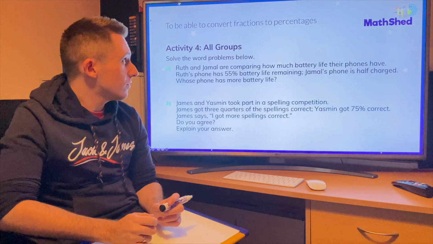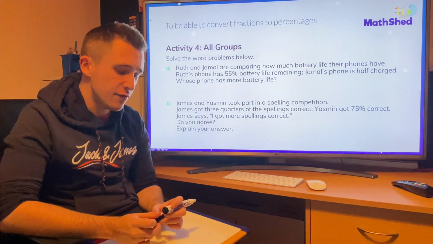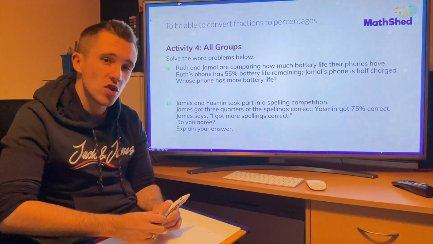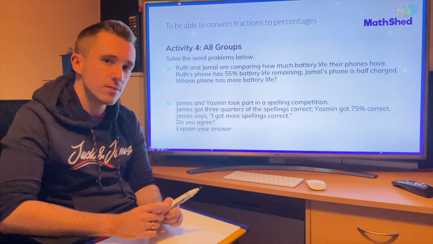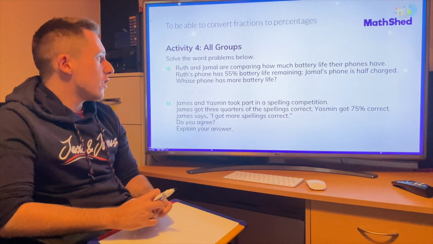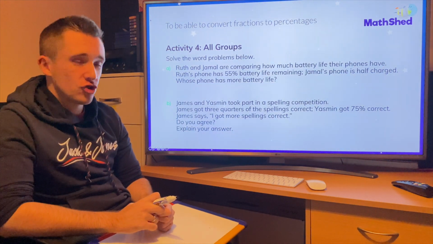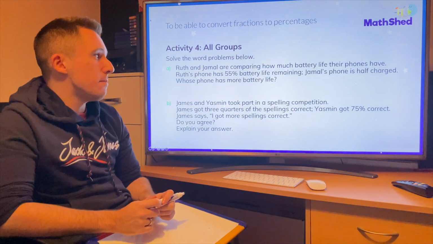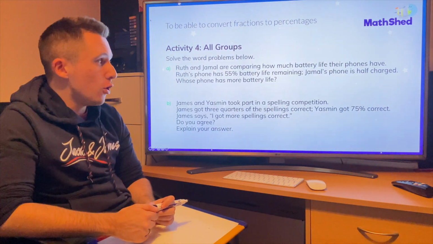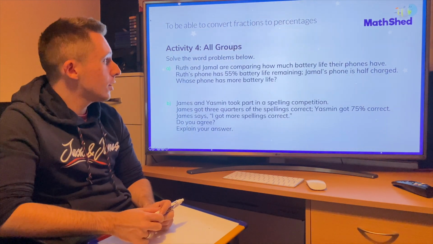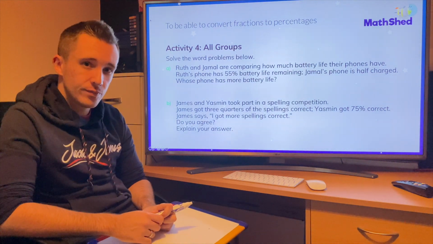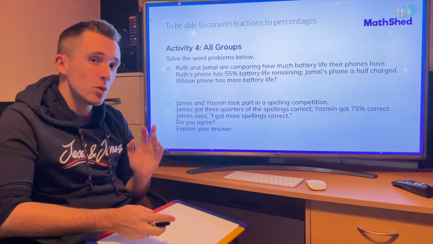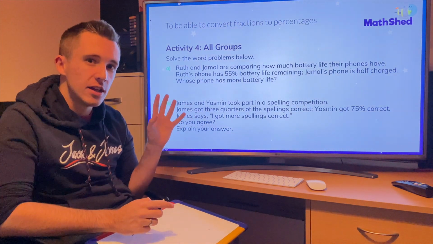Okay. Moving on then, very quickly, we're looking at activity 4. Now, activity 4 is a word problem. It's no more complex. You just need to read the question and work out what it means. So, A says Ruth and Jamal are comparing how much battery life their phones have. Ruth's phone has 55% battery life remaining. Jamal's phone is half charged. Whose phone has more battery life? Right. Whenever you face a word problem, the first thing you need to do is work out what information in there actually matters.